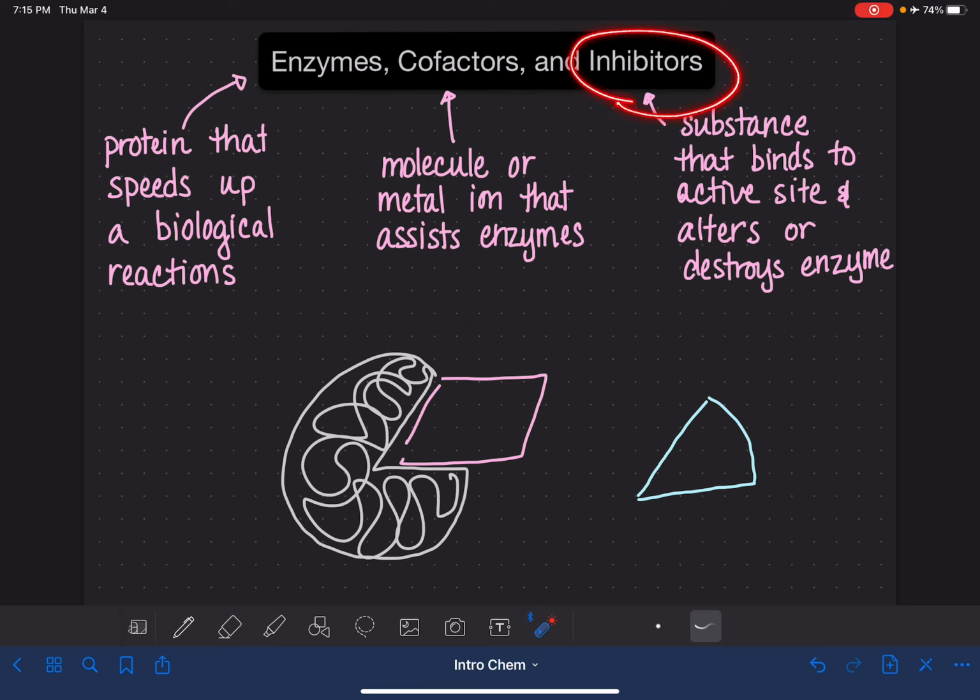So in some situations, an enzyme inhibitor serves a really great, useful purpose inside our body.